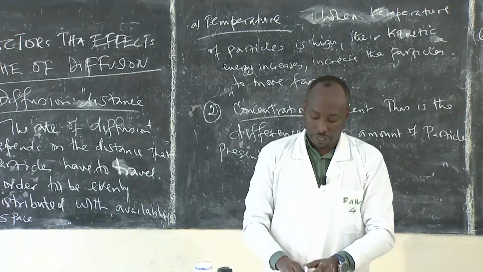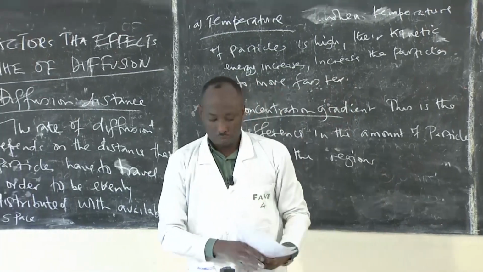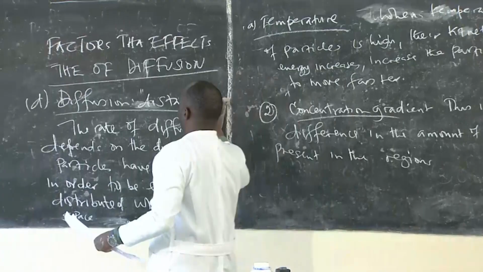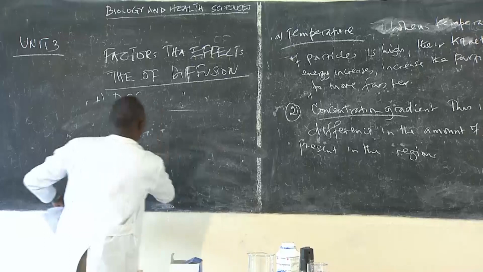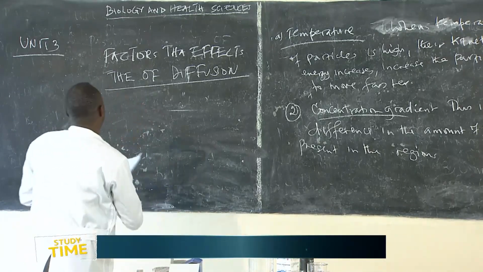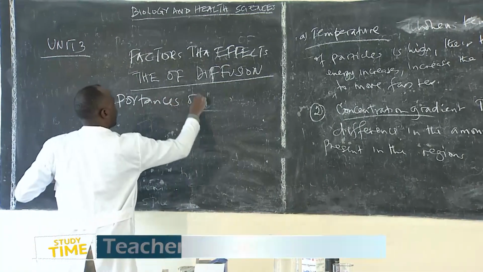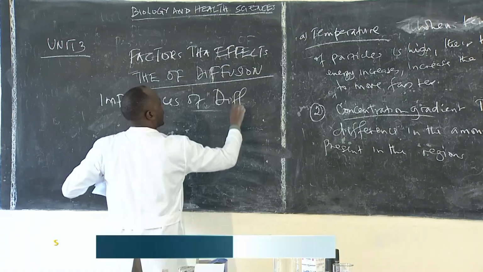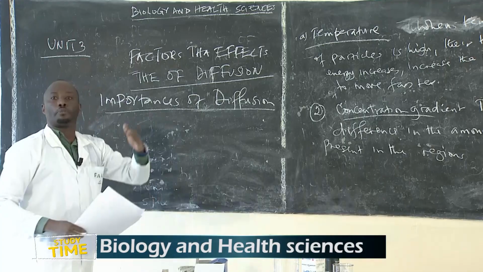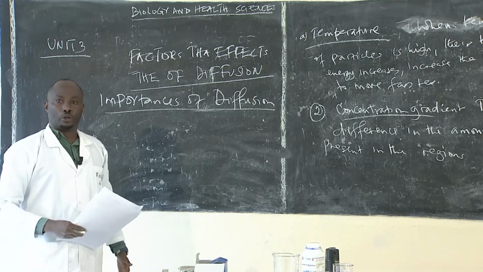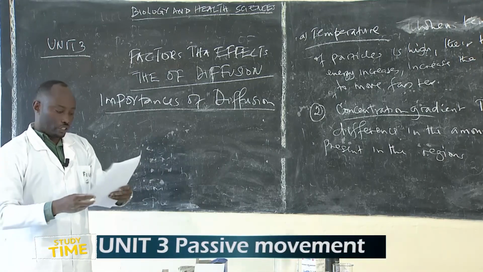Let's talk about the importance of diffusion. What are the importances of diffusion? What does diffusion help us with? Diffusion is very important, because I can call it a competence knowledge subject, because it tells us where we can apply diffusion in our daily life processes. Diffusion is used in very many processes.